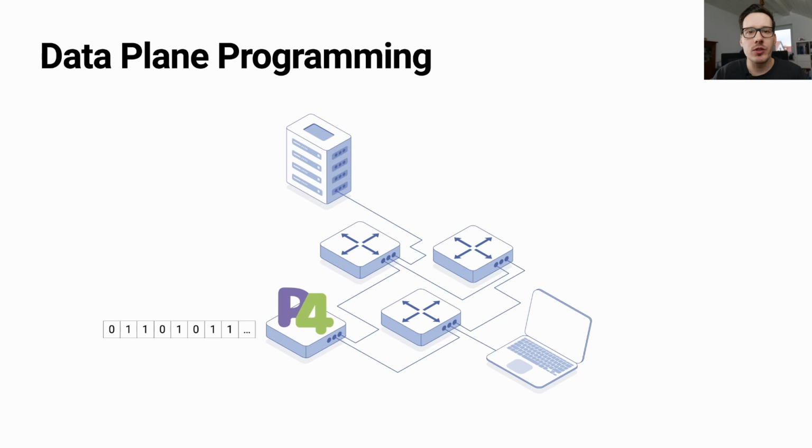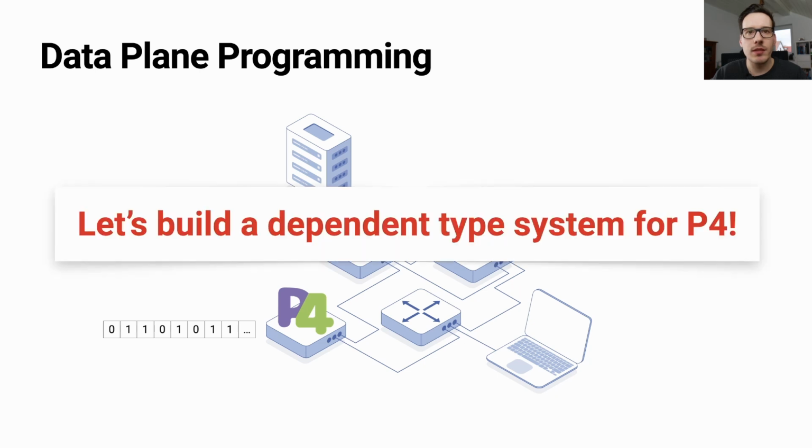Unfortunately, the P4 language is inherently unsafe and does not prevent programmers from writing programs that, for example, unexpectedly drop packets. We therefore want to provide the network programmer with tools to statically check the correctness of programs. And to do so, we built Pi4, a dependent type system that allows programmers to reason at bit level about the correctness of programs.